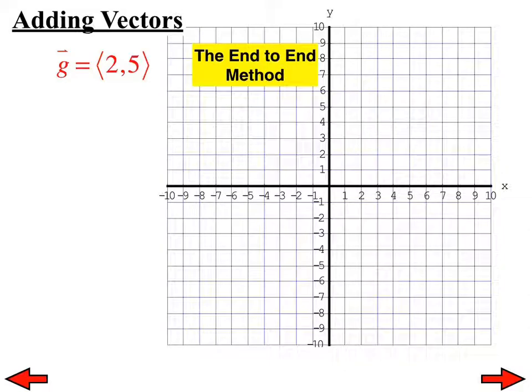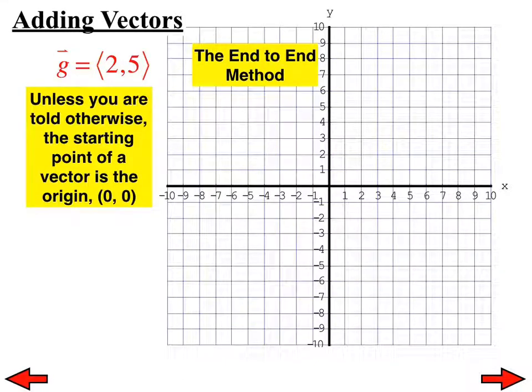So when you are graphing vector G, which in component form is 2, 5, the first thing that you need to understand is that unless you're told differently, we start all vectors at the origin. Origin means starting point. So we're going to start at 0, 0, and we're going to end that vector at 2, 5. So there is vector G. So once again, unless you're told differently, vectors start at the origin, and it will end at the component form of 2, 5.